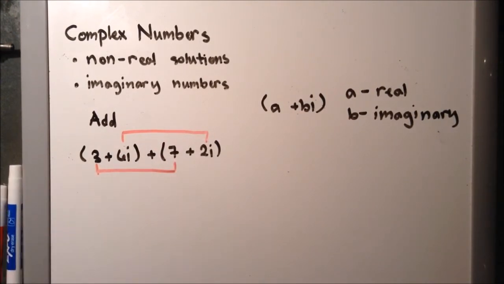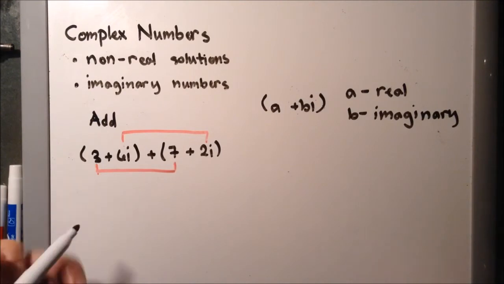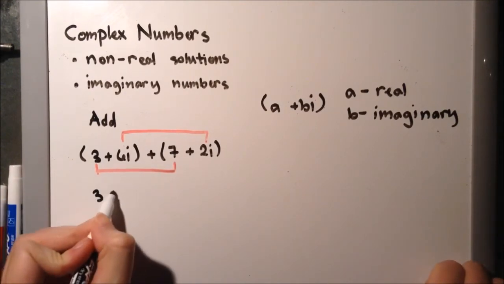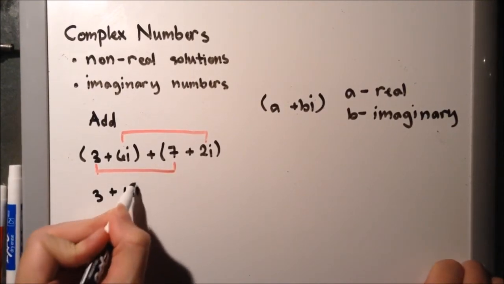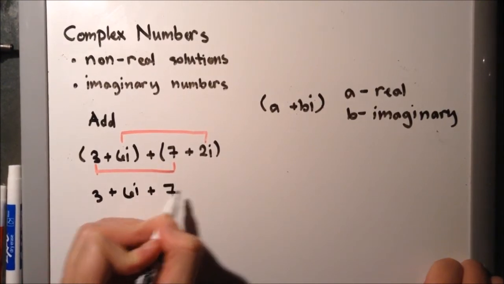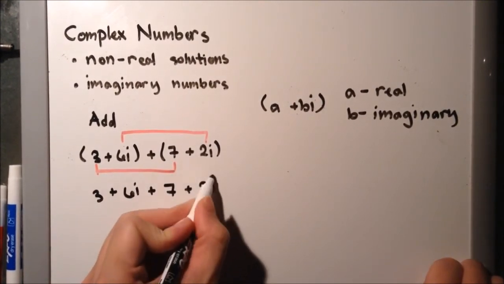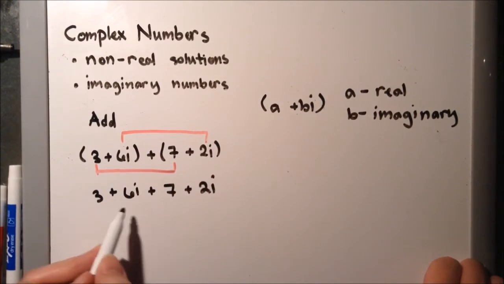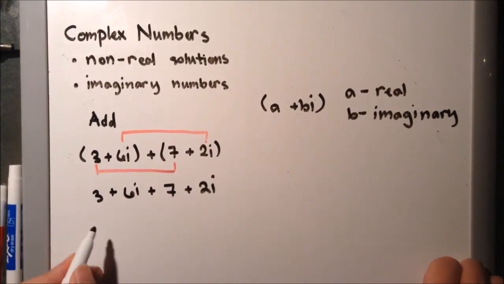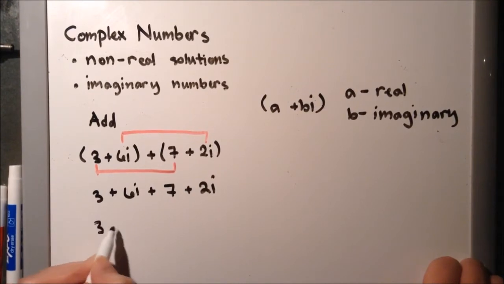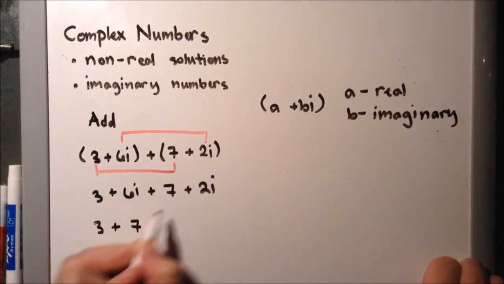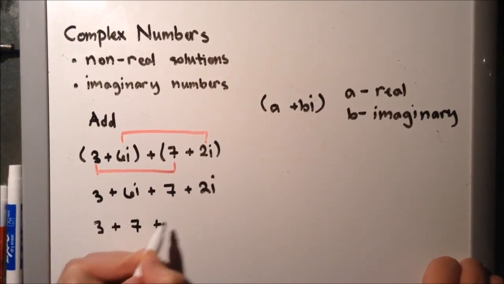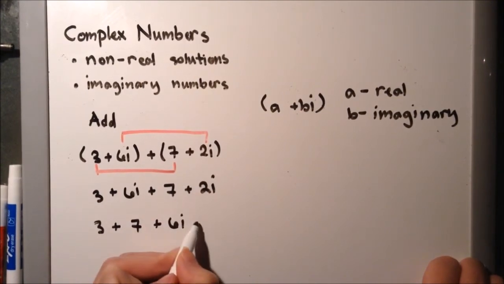Now since it's addition, you can get rid of the parenthesis, so it's going to be 3 plus 6i plus 7 plus 2i. And again, real number with real number, imaginary with imaginary. You can rearrange them to make it look easier. So 3 plus 7, because it's positive 6i, and then positive 2i.